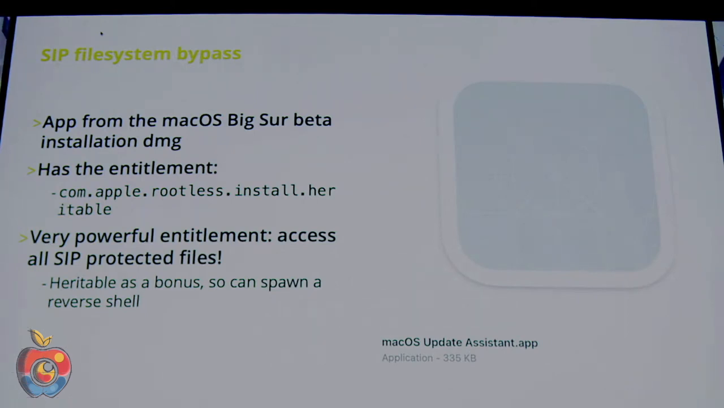com.apple.rootless.install.heritable. And what this entitlement basically means is that it can access any SIP protected files. And it's also heritable, which is a nice bonus because then you can just spawn a shell or something like that. You don't need to work within the process itself. And even though this was included on the beta disk image, I could just copy it into a macOS environment and there the application would still open as normal.